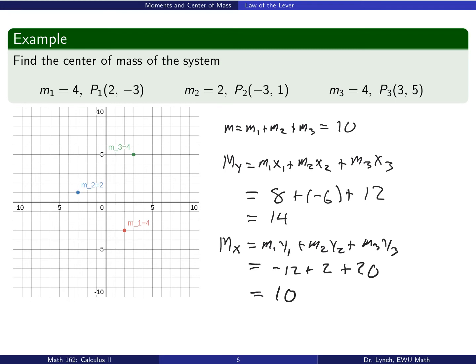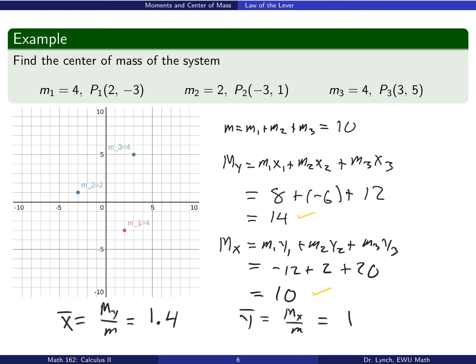We see the moment about the y-axis. The moment about the y-axis is 14. Again, that can be interpreted as a positive number due to the fact that we're more likely to rotate, we're more imbalanced to the right side of our XY plane than we are to the left side. We can see the moment about the x-axis as 10, and again, this can be interpreted as the fact that we have more mass in the upper half plane than the lower half plane. So again, the x and y coordinates of the center of mass are just the sum of the moments divided by the sum of the masses.